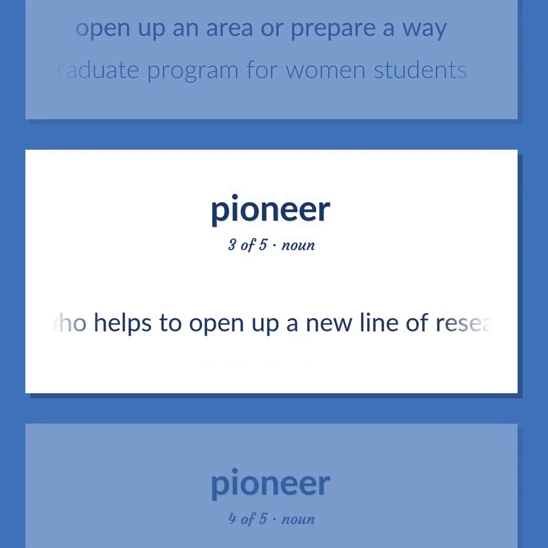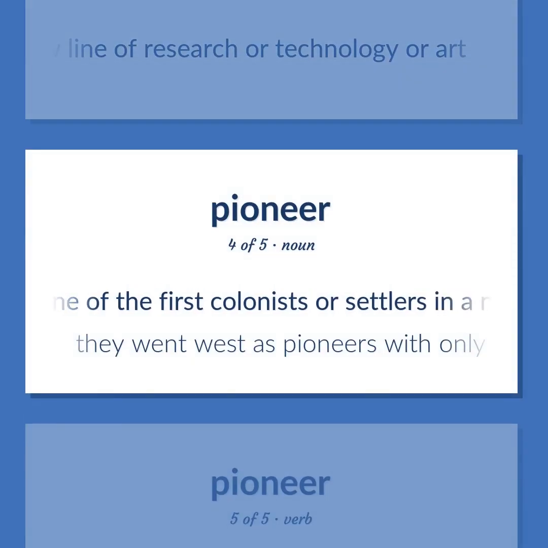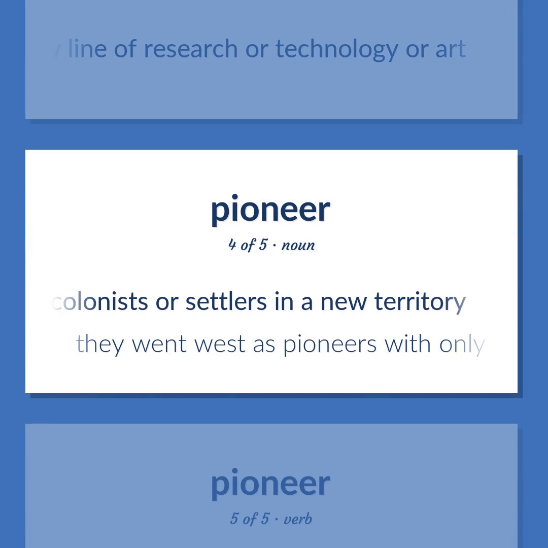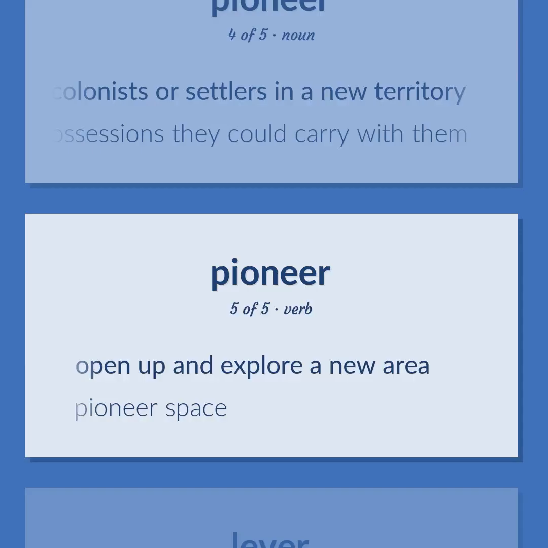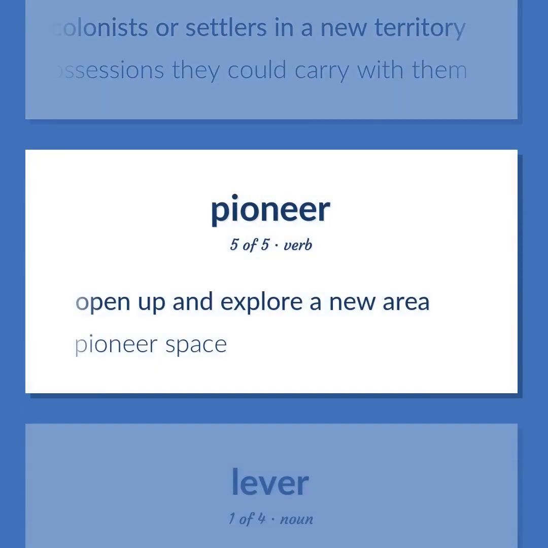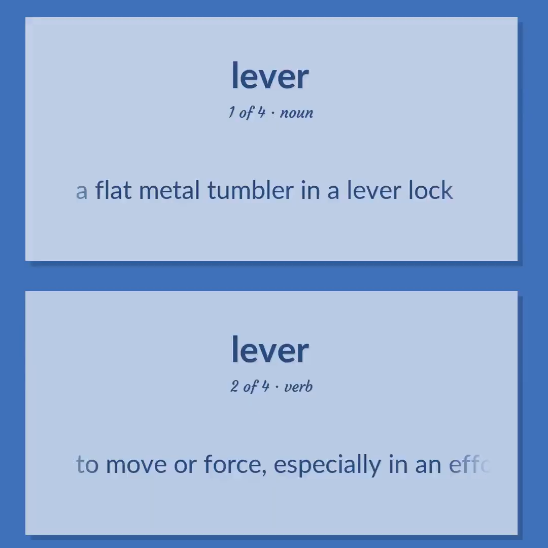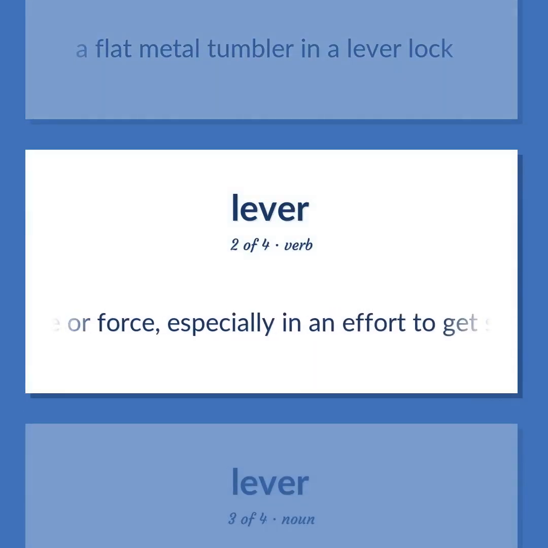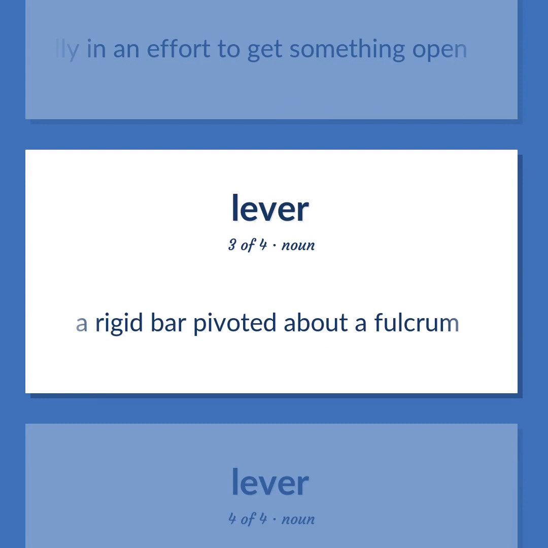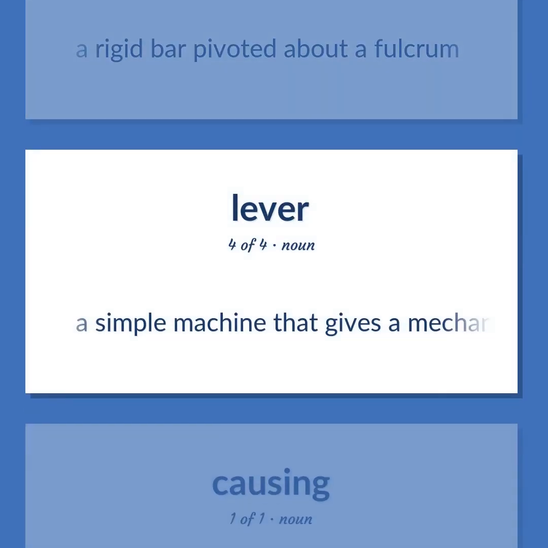Someone who helps to open up a new line of research or technology or art. One of the first colonists or settlers in a new territory. They went west as pioneers with only the possessions they could carry with them. Open up and explore a new area. Pioneer space. A flat metal tumbler in a lever lock. To move or force, especially in an effort to get something open. A rigid bar pivoted about a fulcrum. A simple machine that gives a mechanical advantage when given a fulcrum.